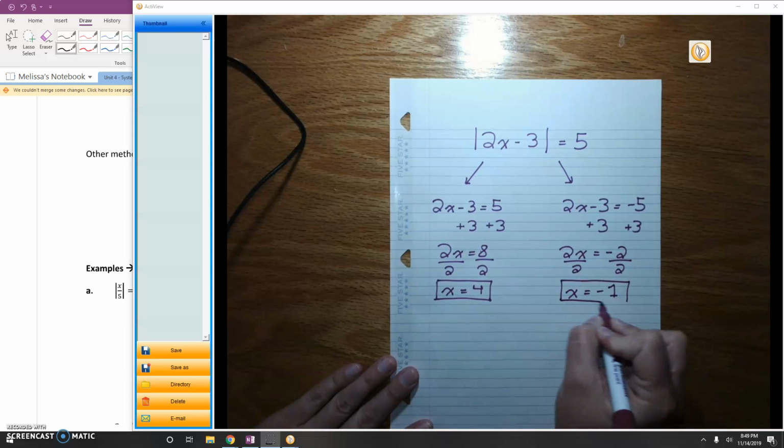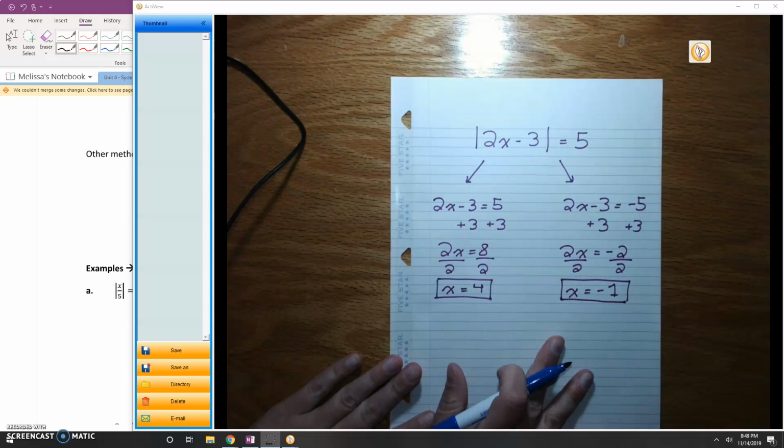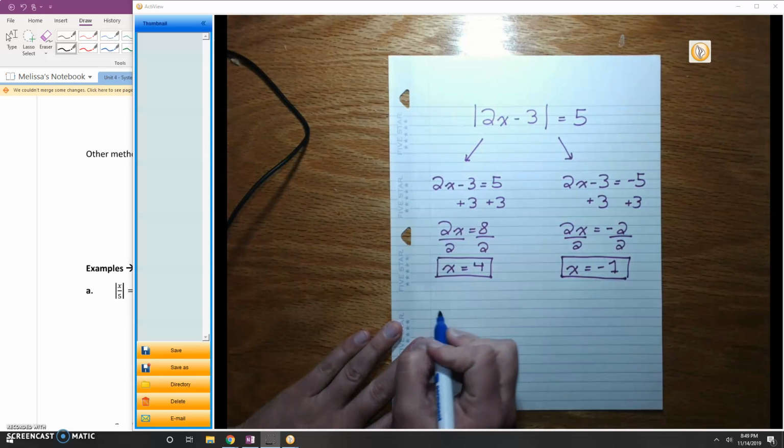Now, a few different ways that we could show that our answer is correct, for those of us who just really want to be sure. Well, let's go ahead and plug this back into our initial equation. So if I plug in 4 for this, here's what I'm left with.